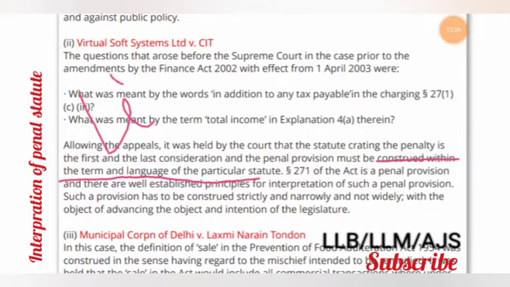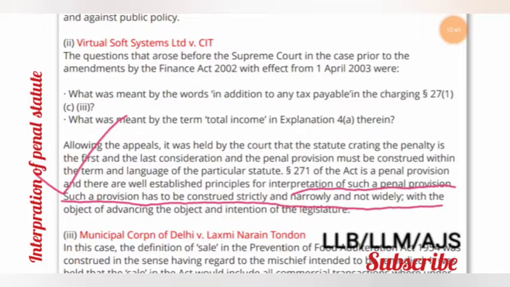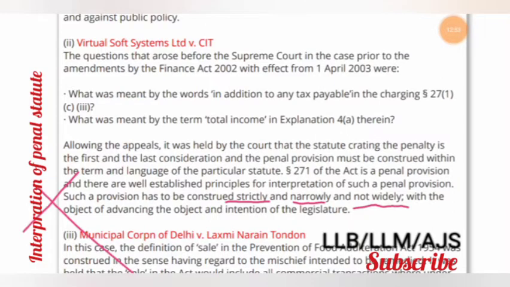That means literal interpretation, or the grammatical rule of interpretation. Not only strict but also literal. There are well-established principles for interpretation of a penal provision. A penal provision has to be construed strictly and narrowly and not widely, which means not liberally, with the object of advancing the object and intention of the legislature.